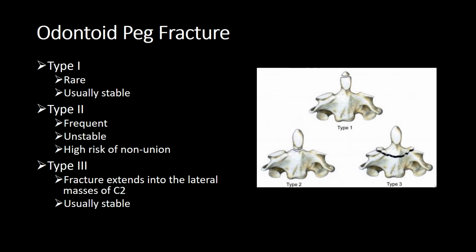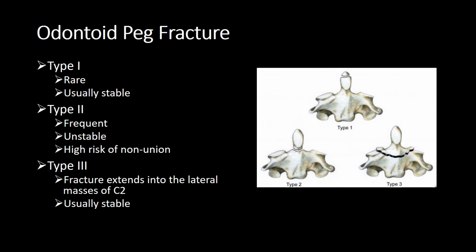Type 3, the fracture now extends down into the lateral masses of C2, and because of that, it is held in place, so the odontoid peg remains stable, and so usually C1 lateral masses remain in alignment with C2.